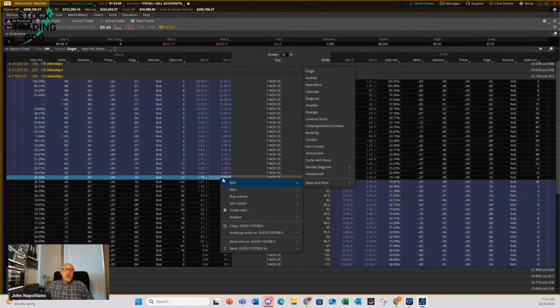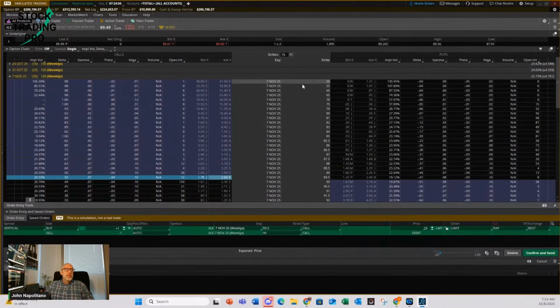The further out you go, the more money you'll pay, and so on and so forth. But for the most part, you need at least 30 days because you want your trade to work. You want your target to be reached. So I'm generally going to pick around 30 days. I'm going to select vertical. Now, when I select vertical, I'm going to go long the 89.5s, which is basically the ones I just mentioned.